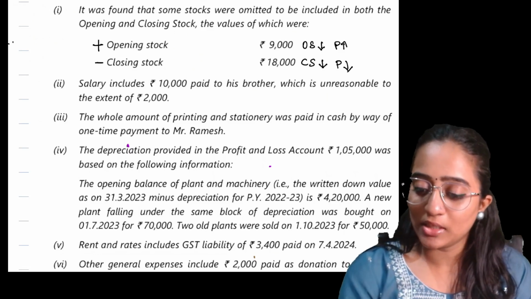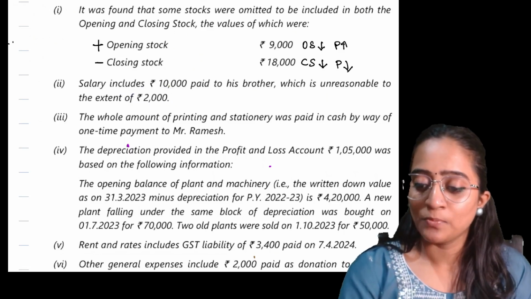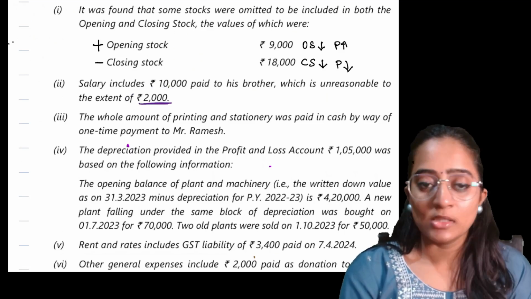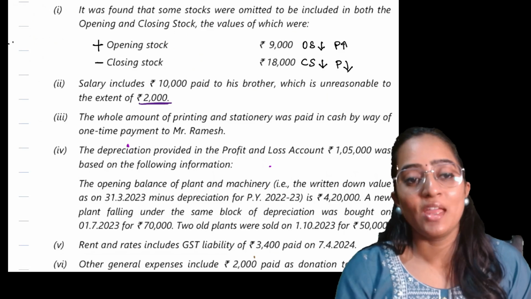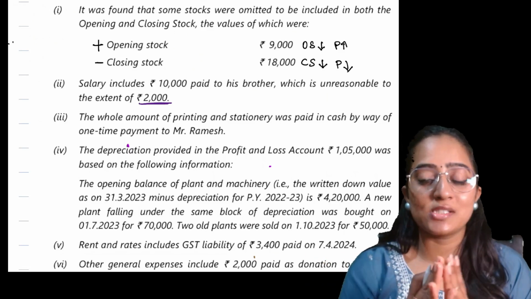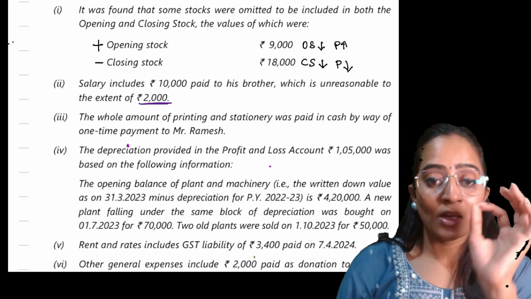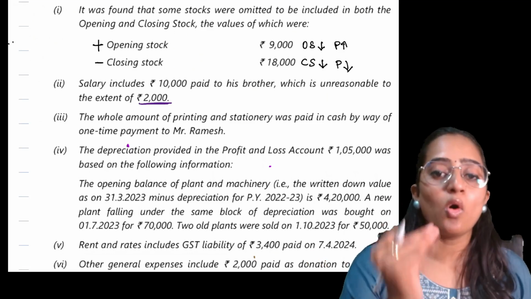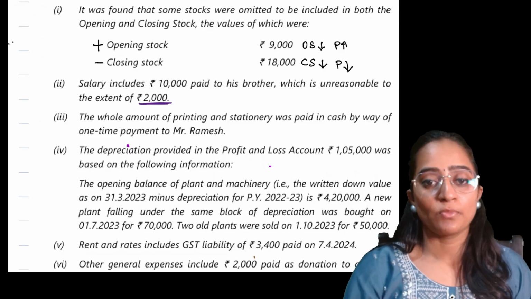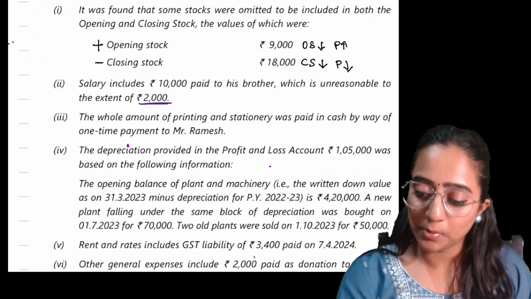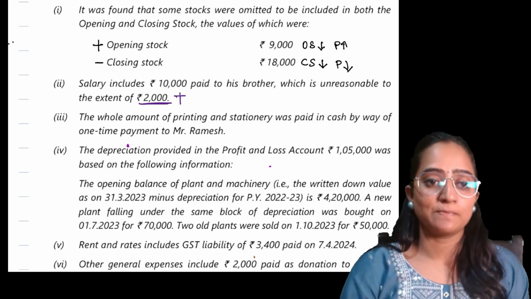If the disallowance is the case, how much are you going to disallow? To the extent it is unreasonable, no? So you are going to disallow. Expenses disallowed, always remember, always remember: disallowance of expenses, you would always add it back to your PGBP. So this 2,000, you will add.